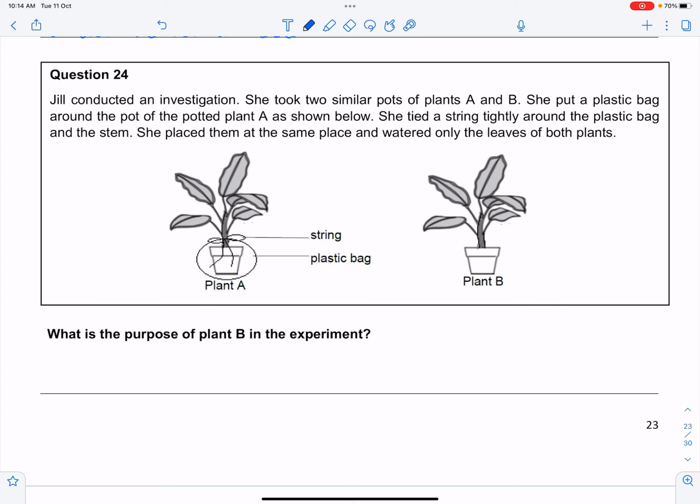Now, Jill conducted an investigation. She took 2 similar pots, A and B. She put a plastic bag around the pot of A, as shown below. She tied a string tightly around the plastic bag and the stem. She placed them at the same place and watered only the leaves of both plants. What is the purpose of plant B? Okay? Alright, so plant B is a control. It acts as a control setup to compare and confirm that growth of the plant is only due to the roots absorbing water and not the leaves.